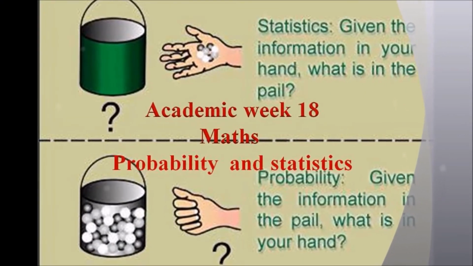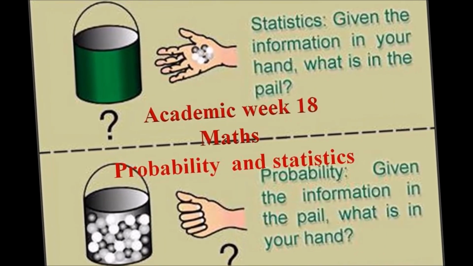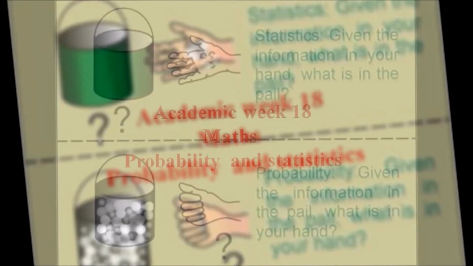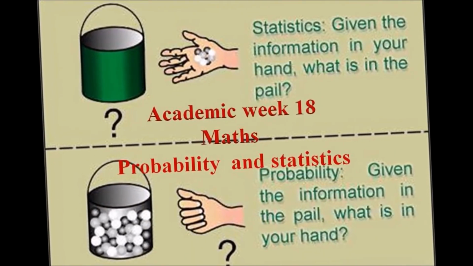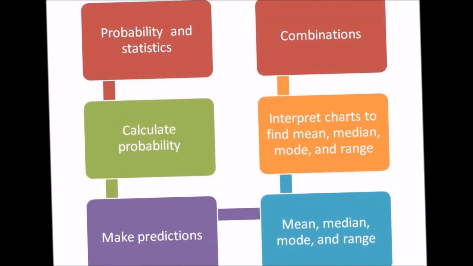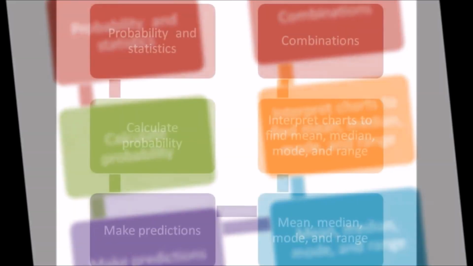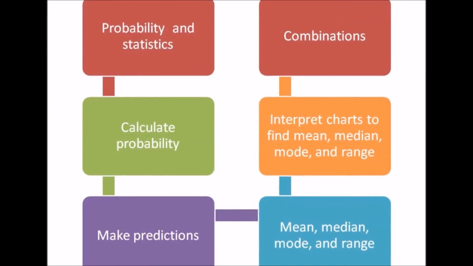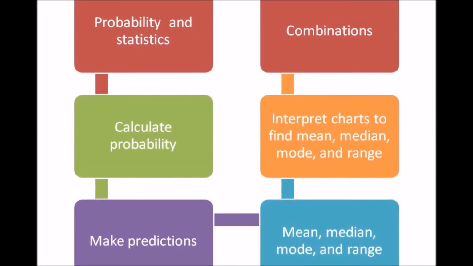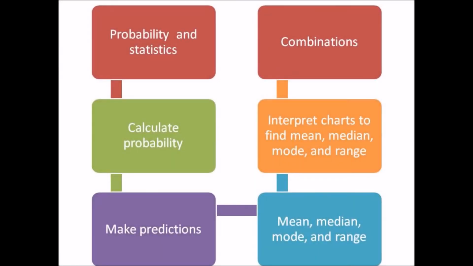Probability: given the information in the pen, what is in your hand? And statistics: given the information in your hand, what is in the pen? So in this session we will be learning about probability and statistics, calculating probability, making predictions, mean, median, mode and range, interpreting charts to find mean, median, mode and range, and combinations.